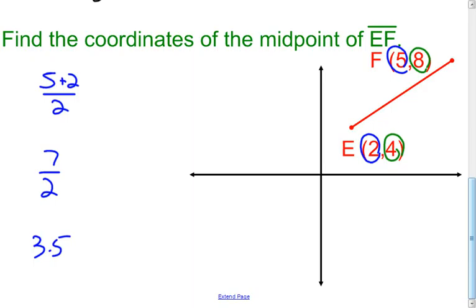Now if I go to my y's, now I have 8 and 4. Divide that by 2, and that's going to put me at 12 over 2, which would be 6. Well, there's my coordinate. X value is 3.5, y value is 6. I just found the midpoint of segment EF.